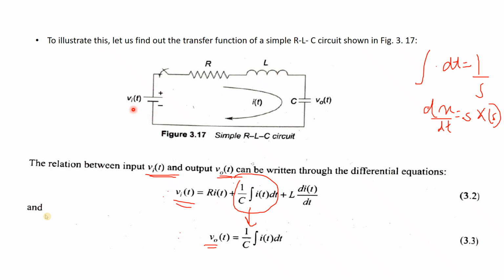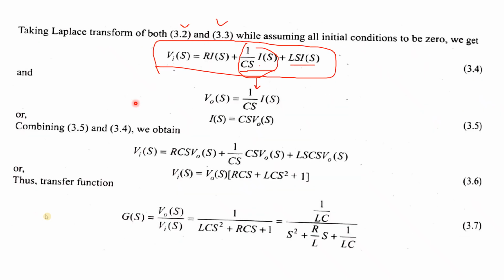There should not be any other parameters which are in S domain. Yes, resistance, inductance and capacitors can be there, because they are not in S domain. But I cannot be there, because if I is brought into the picture, then you cannot solve it. So what we will do is replace I with V0. That is why we are writing over here I(S) equals V0(S) CS. Now you take this equation and put it in equation number 3.4. Then this I(S) will be replaced with CS V0(S).